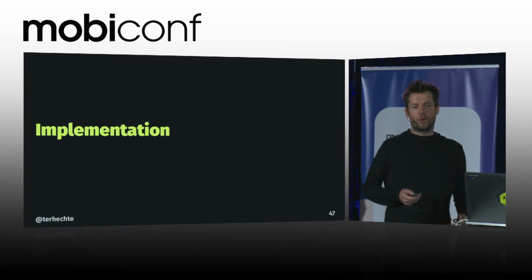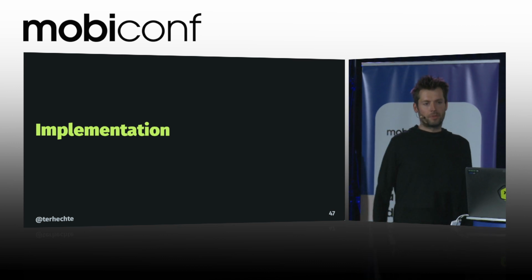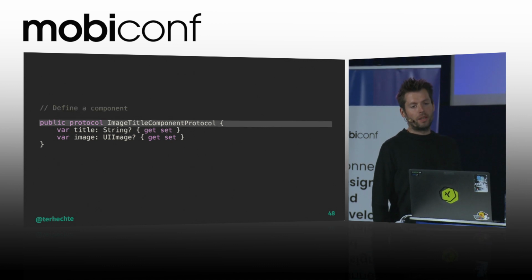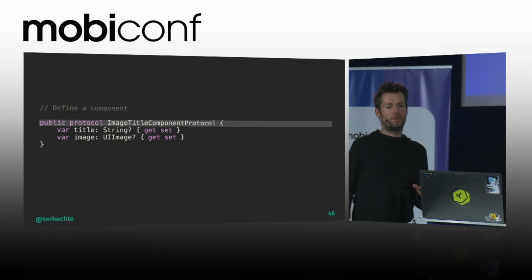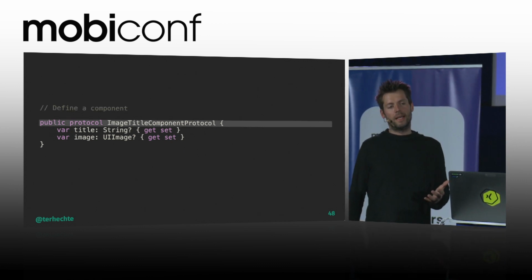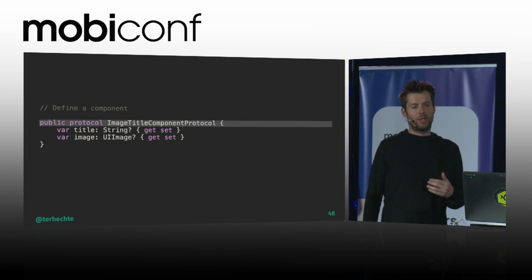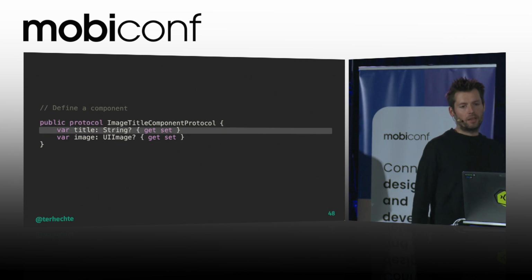So how does this work in implementation? How do you implement that? I have a very simple overview of how this works. Here we have, first of all, a protocol. It's called ImageTitleComponentProtocol. I will only talk about this one component here and not the rest we saw, to make it easier. It has two properties, a title and an image.